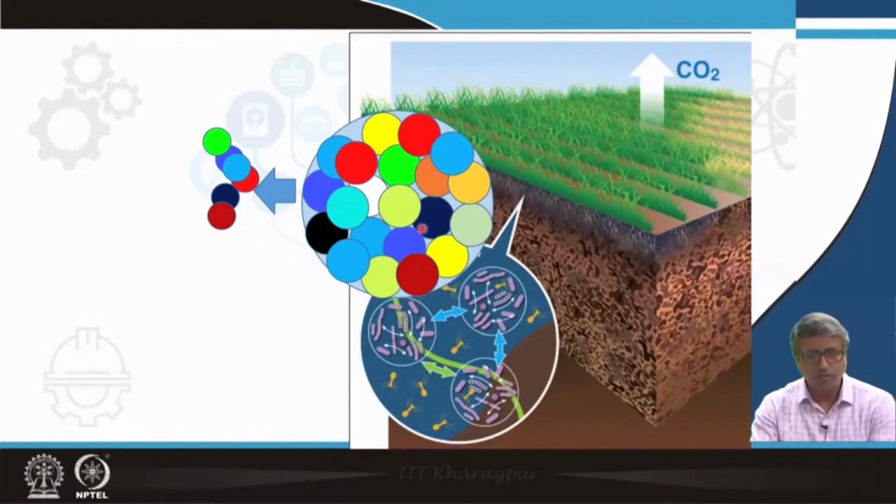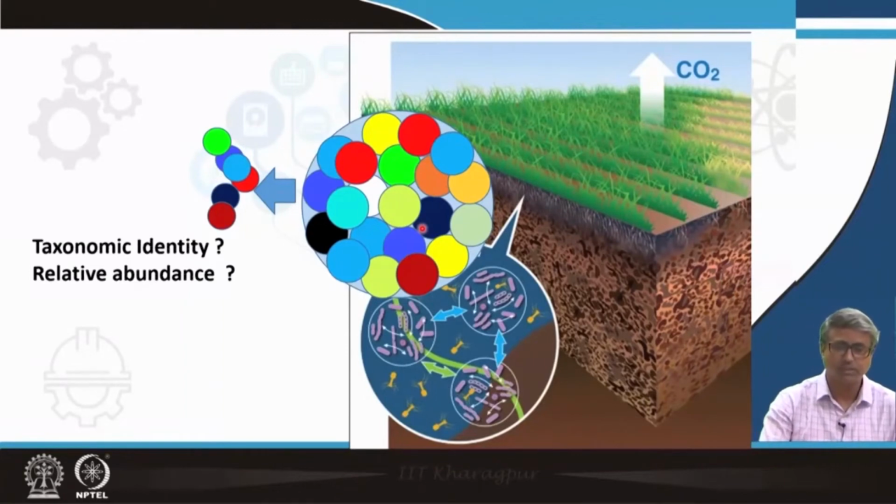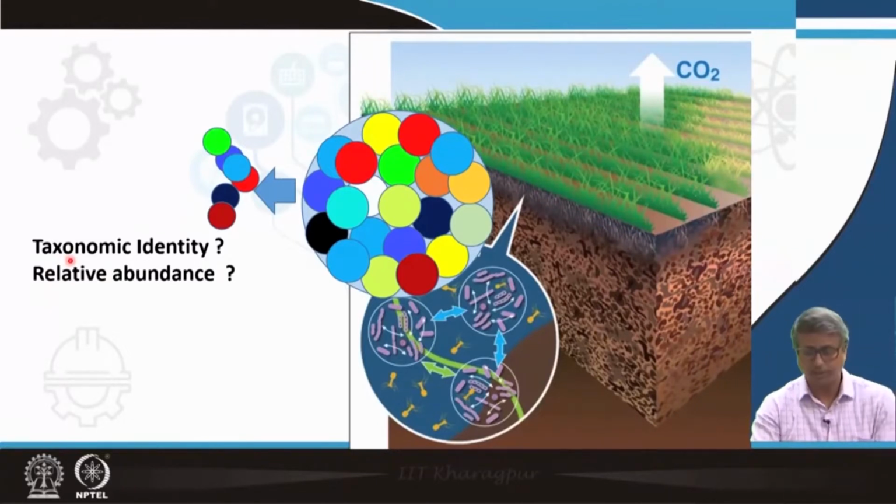Now, one way of answering these 4 questions, particularly the first question, is to try to identify the members who are present. If we can identify these members, then it could provide us the answer to the first question, that is the taxonomic identity and relative abundance.